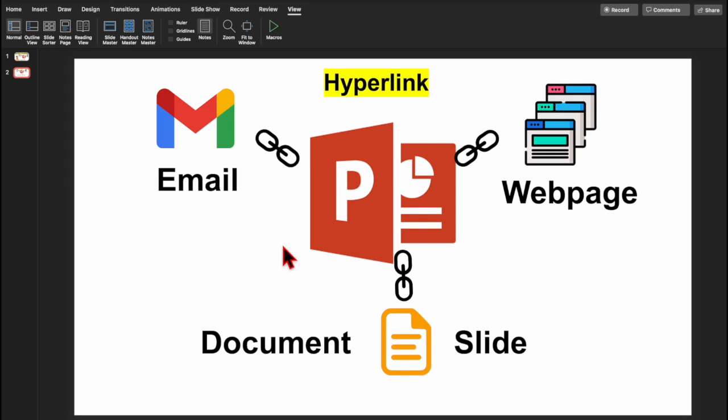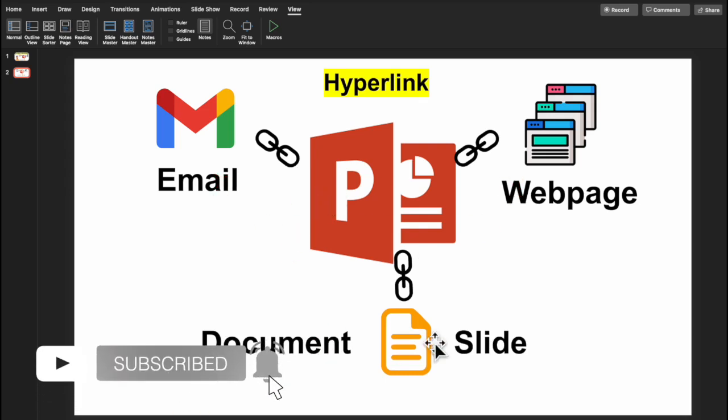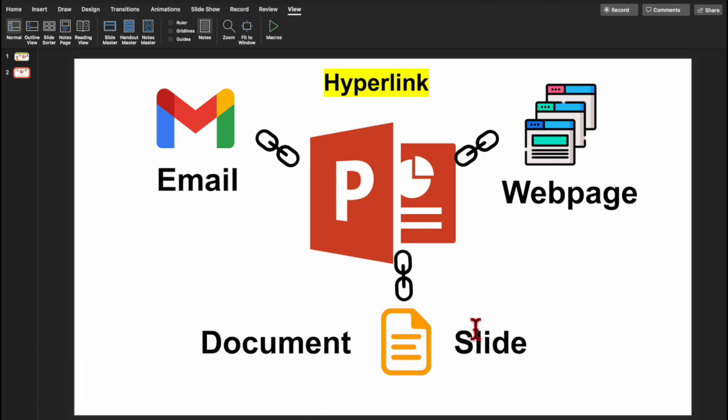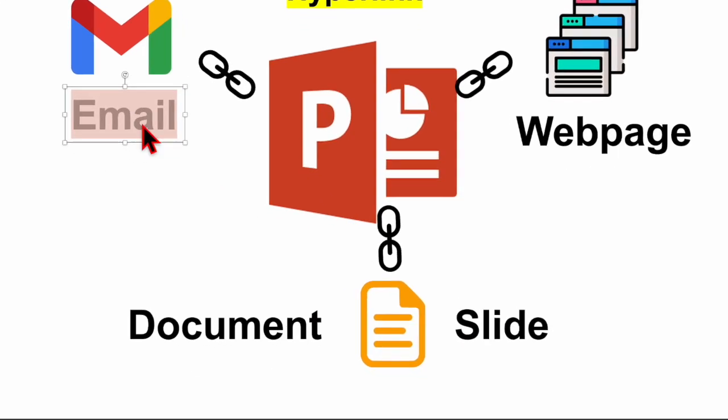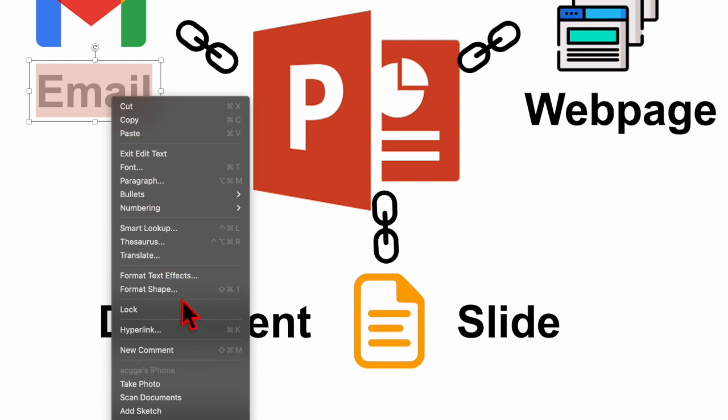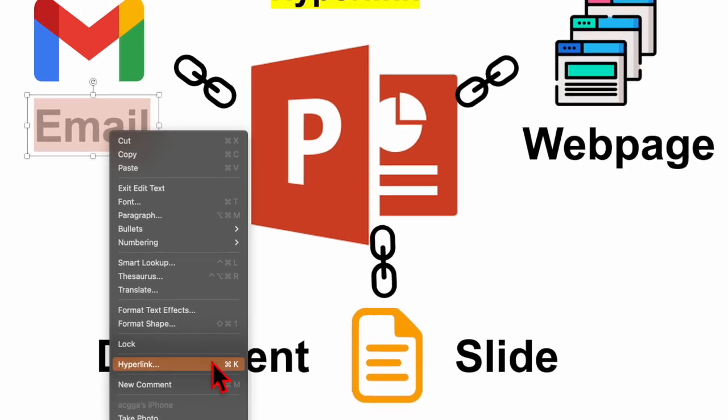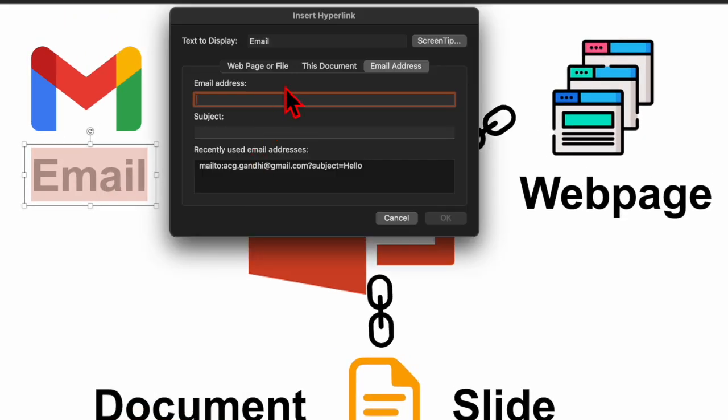In this video, I want to show you how to hyperlink an email address, web page, document, or a slide in a given PowerPoint presentation. So select the text of an email, right click. Then over here you will see the option for the hyperlink. The shortcut key is Command K for Mac users and Control K for Windows users. Click over here. A new window will pop up.